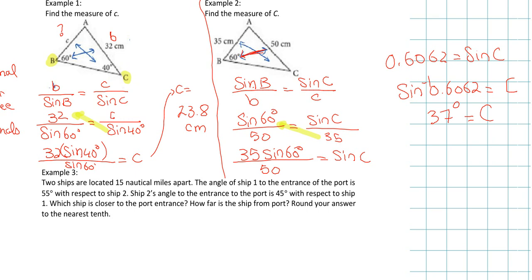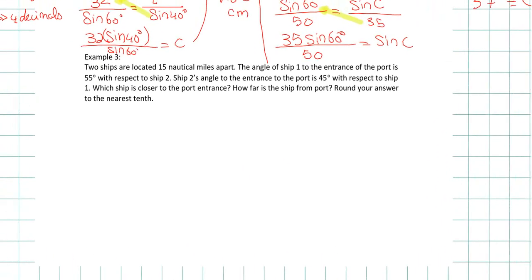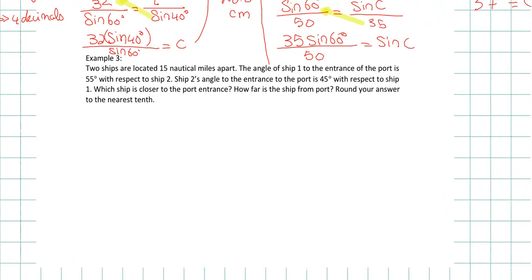Let's look at an application question that people see in their work life. So, 15 nautical miles apart. Nautical miles is one of the units that we use for distance. The angle of ship 1 to the entrance of the port is 55 degrees with respect to ship 2. Ship 2's angle to the entrance of the port is 45 degrees with respect to ship 1. Which ship is closer to the port entrance, and how far is the ship from port? Round your answer to the nearest tenth.